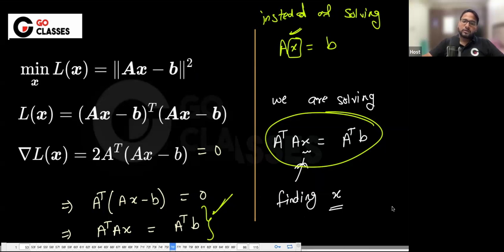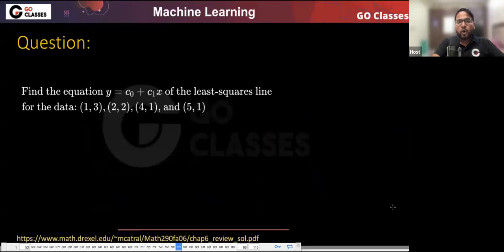Okay, so let's quickly see one example. Actually, this equation that we have just seen is called the normal form. Let's suppose they say: find the equation of the least square line for this data. Quickly tell me what A is. Your A will be, and this is your B, I think. A is just very small.